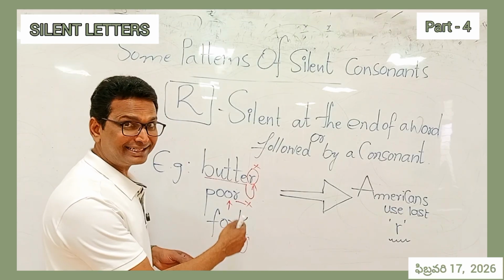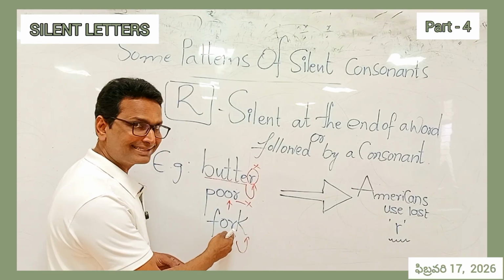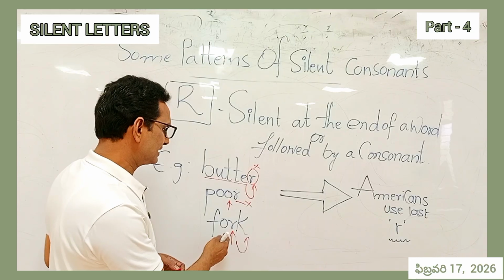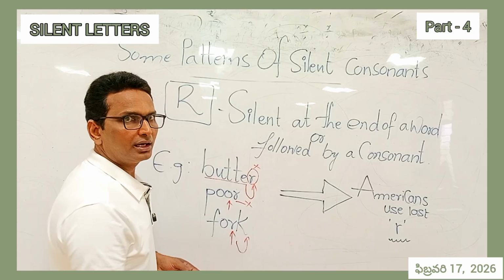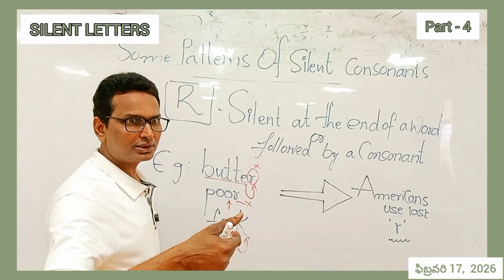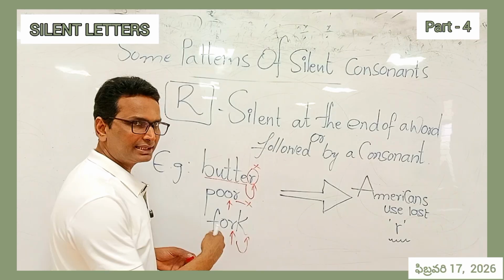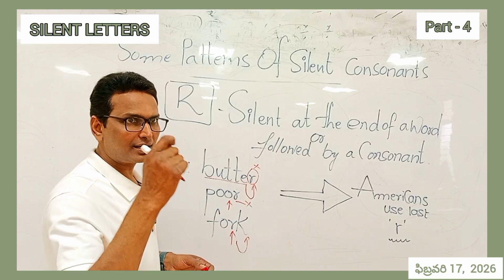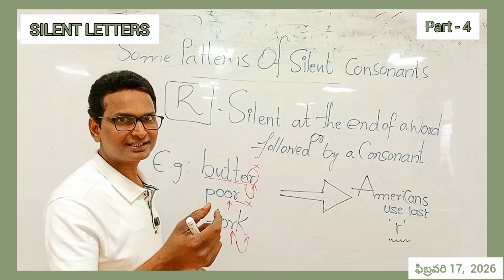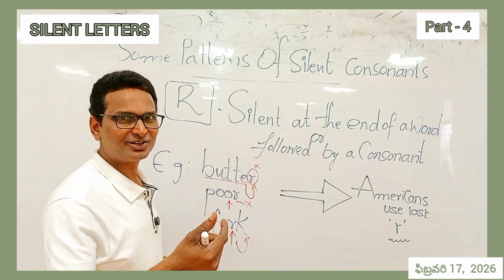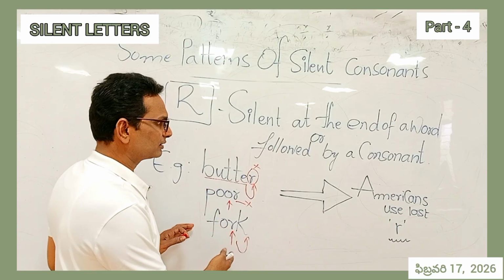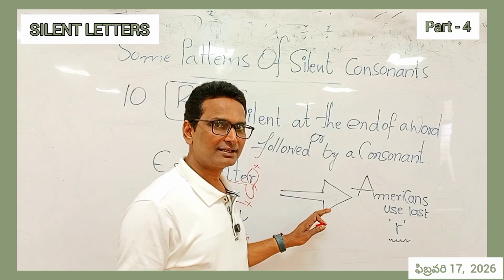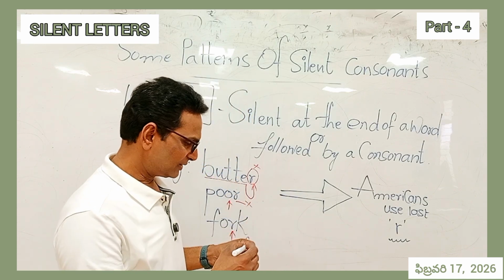F-O-R-K. R is not at the end in this particular word. It is in the middle of the word. So we can say fork. A little retroflex kind of sound comes. It cannot be completely ignored, but there is a little sound somewhere around. Fork, fork, fork. Can you try this? Fork.